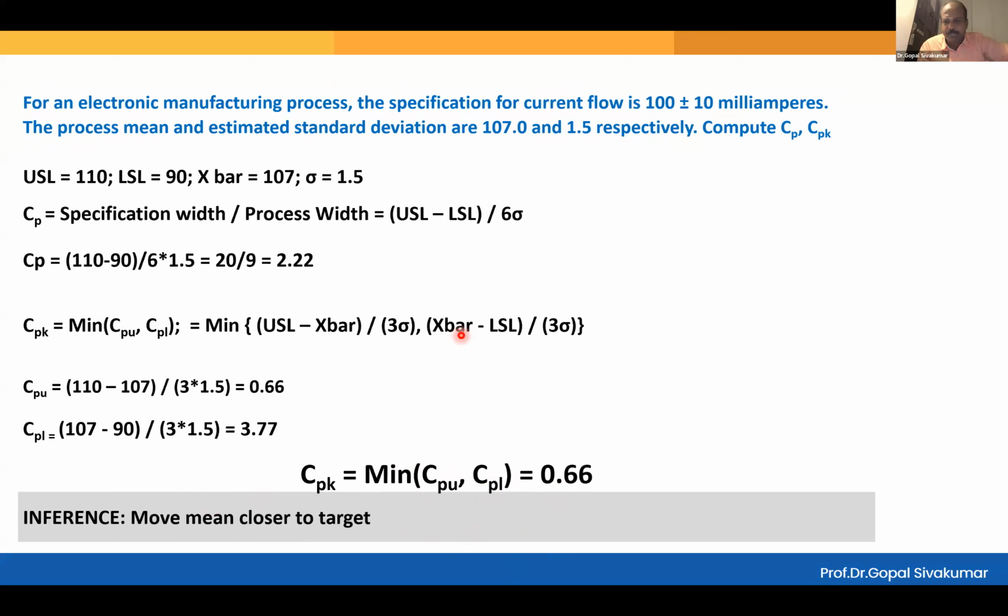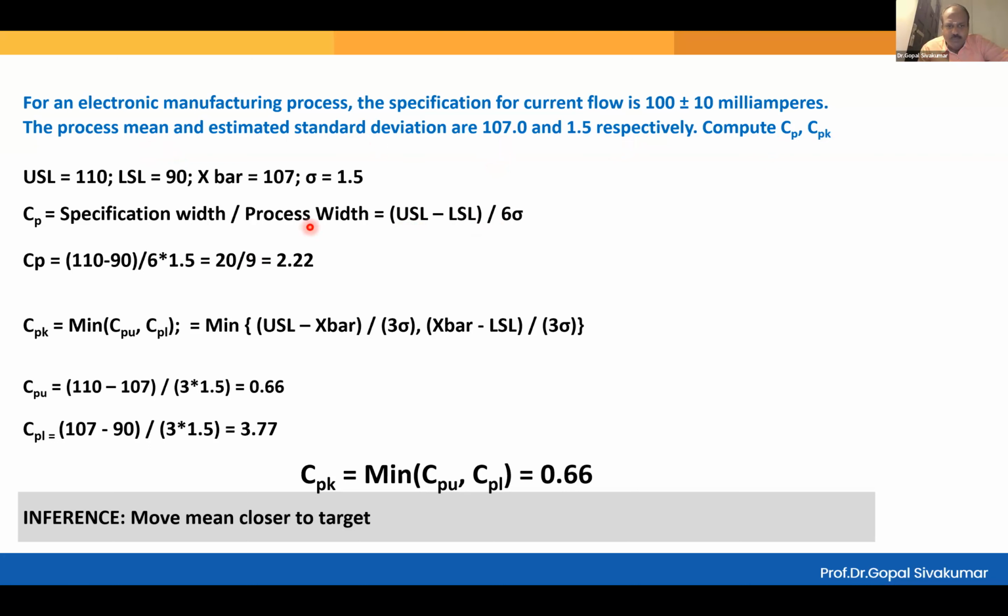Now another scenario. An electronic manufacturing company, the specification for the current flow is 100 plus or minus 10 milliampere. That means upper spec is 110, lower spec is 90. Clear? Yes. The process mean is 107. Process standard deviation is 1.5. Compute Cp/Cpk. Just blindly use the formula USL minus LSL by 6 sigma. What is your Cp? 2.22.